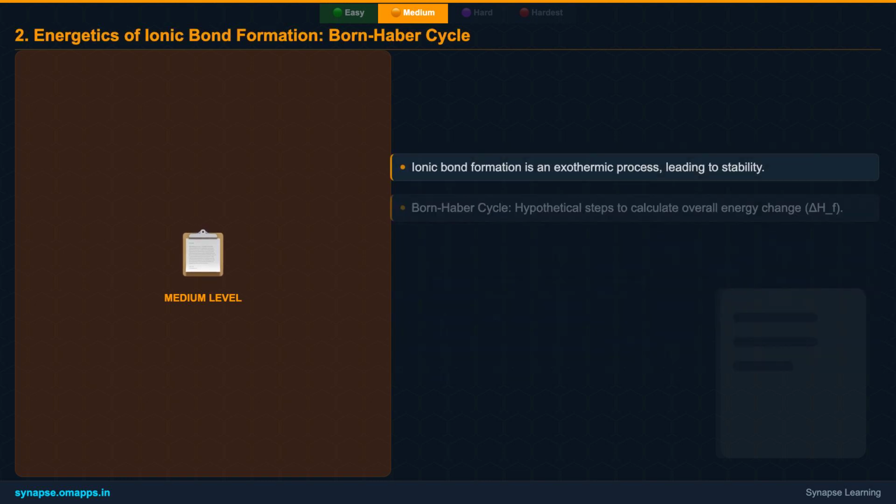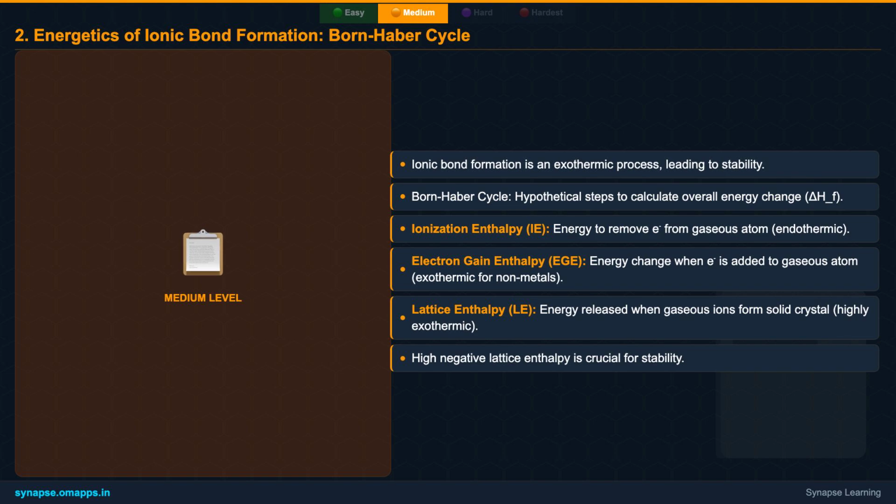The formation of an ionic bond is driven by energy changes. The Born-Haber cycle helps us understand the overall energy involved. It's a hypothetical pathway that breaks down the formation of an ionic compound into several steps. First, energy is absorbed to convert the metal into gaseous ions, ionization enthalpy, and to break nonmetal molecules into atoms, dissociation enthalpy. Then, energy is released when the nonmetal atoms gain electrons, electron gain enthalpy.